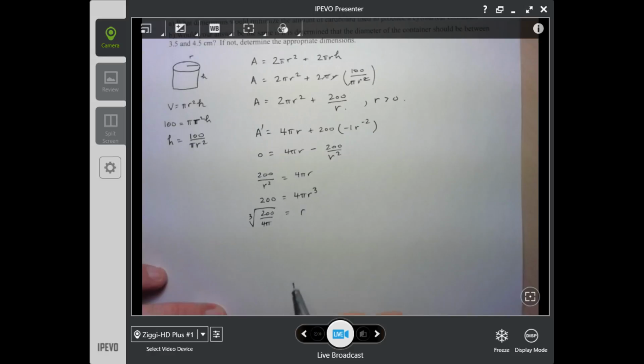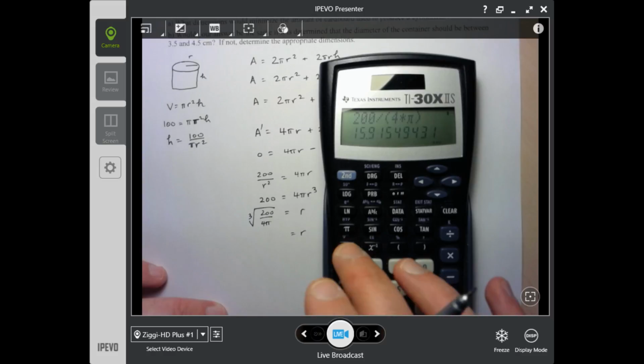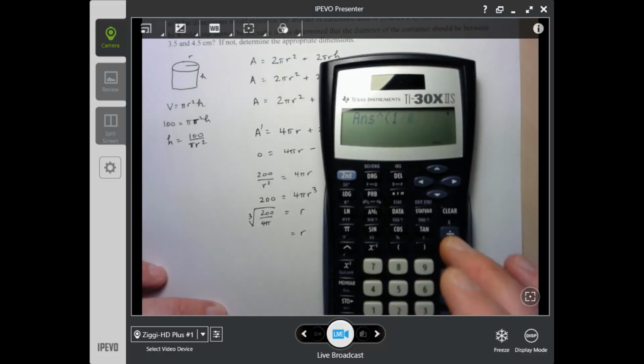Now, since we're working with a physical problem, I'm going to work with an approximation here and not keep it as an exact value. If it was a purely mathematical question, I'd keep the exact value. So let's do 200 divided by 4 times pi. Make sure you put your brackets there to make sure it calculates correctly. Then I'm going to take the cube root, so the exponent of 1 over 3, and we have 2.515.